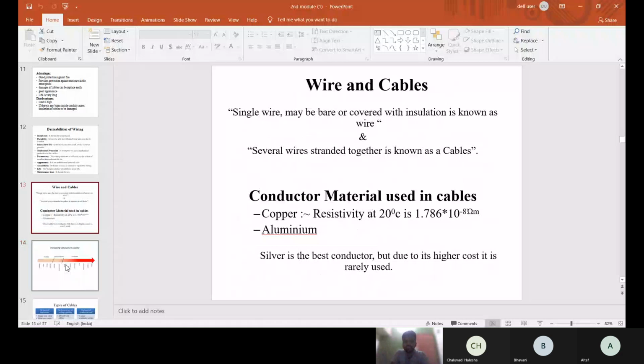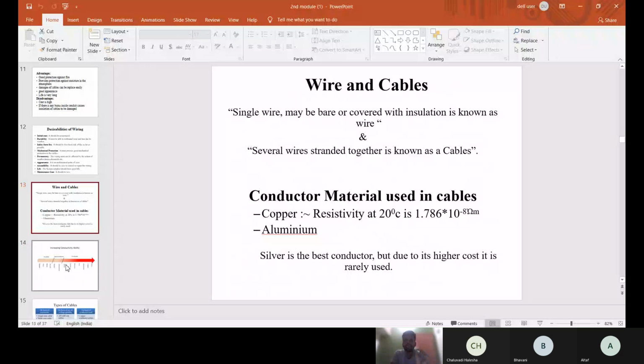Some researchers, some stalwarts in our field, say that a single wire, bare or covered with insulation, is called a wire, and several wires stranded together are called a cable. But in some other literature, in some other books, they say that a wire which is bare, that is without insulation, is called a wire, and a conductor with insulation is called a cable.